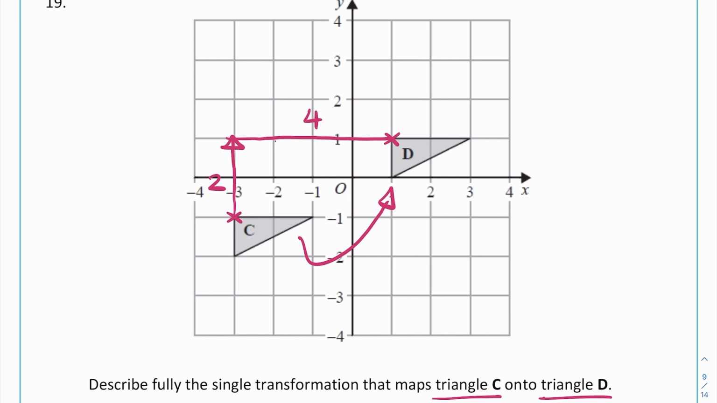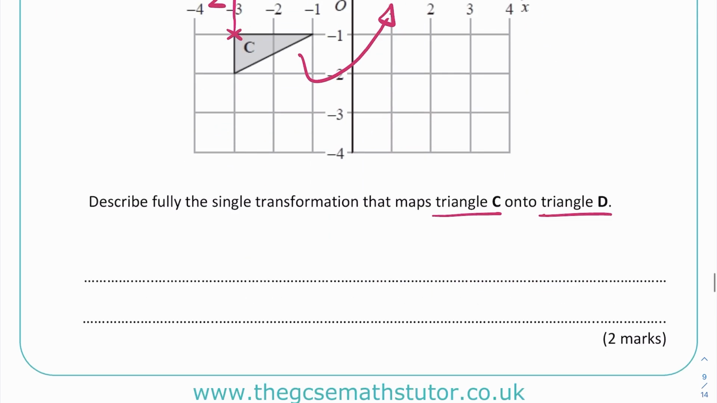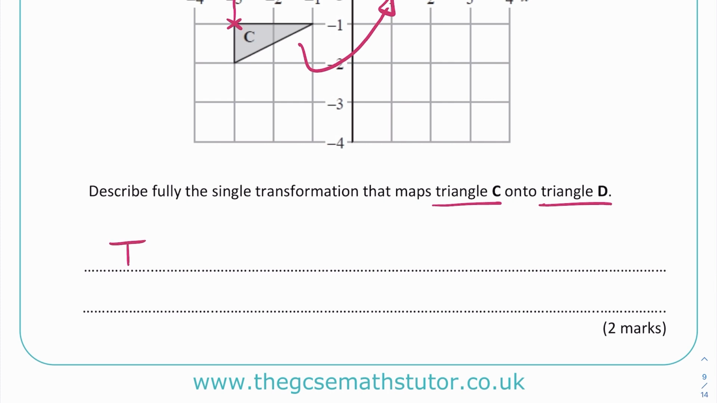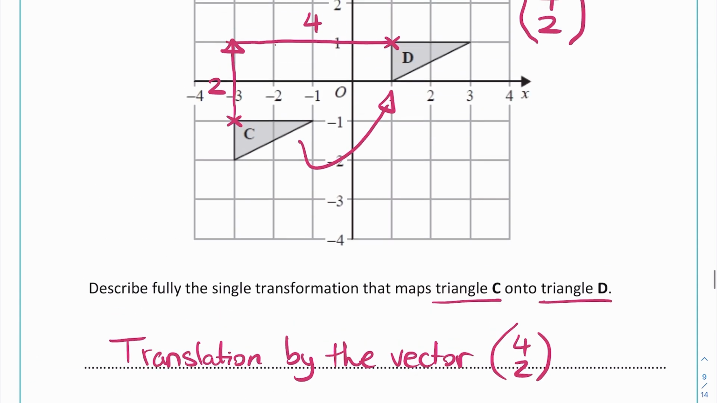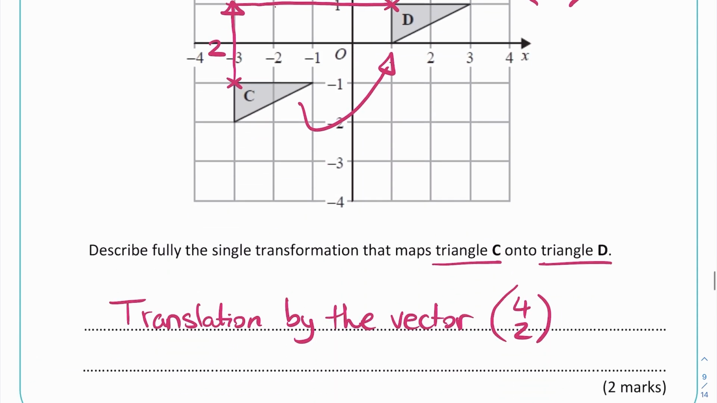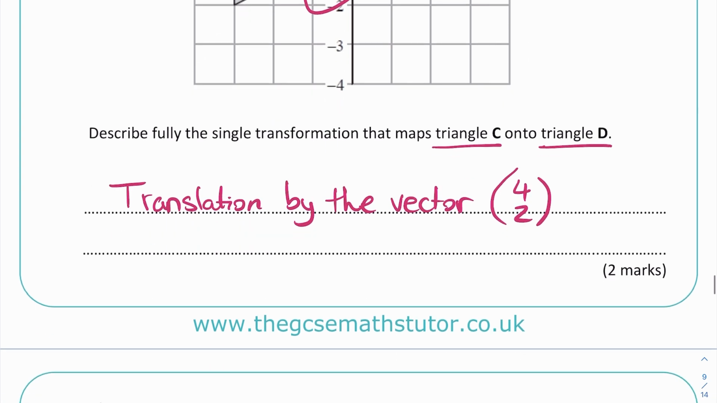When you're drawing a vector, the number on the top is the right and left, so to the right is positive 4 and up is positive 2. So that's the vector that the triangle moves in. To describe that, I need to write that it's a translation by the vector, and then write that vector. So it was 4 on the top, 2 on the bottom, and that matches, so I'm happy with that. So it's a translation by the vector 4, 2.